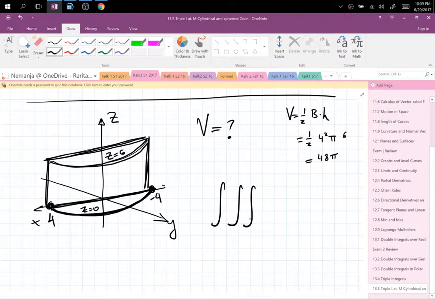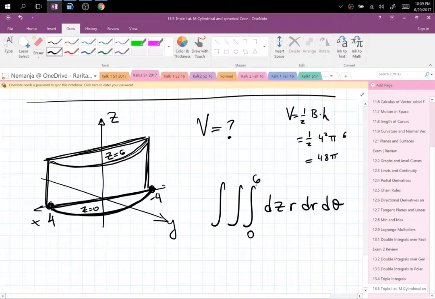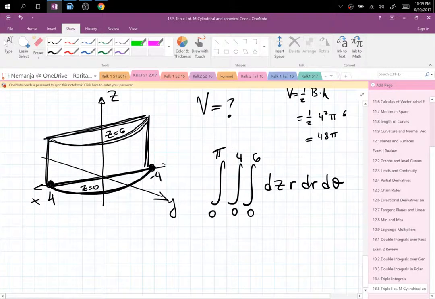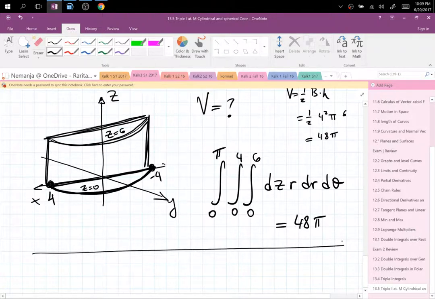And now I do this. So the dz, r dr, d theta. Z clearly goes from 0 to 6. And what's happening with d theta? Zero to pi. So as you calculate this carefully, 48 pi. I'm really good with this. Six r, there will be 3r squared, 16 times 3, 48, and there's a pi. Yep. You can actually calculate the whole thing in your head. Hopefully.